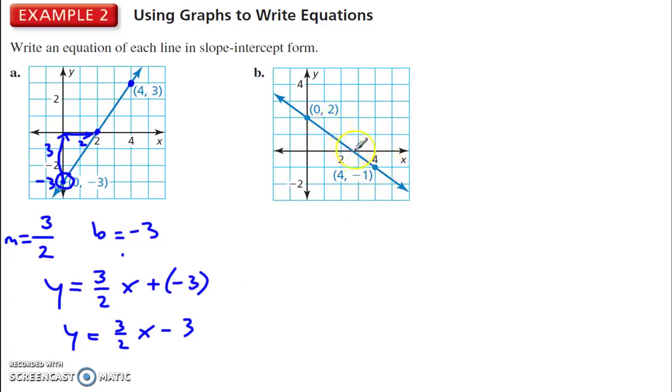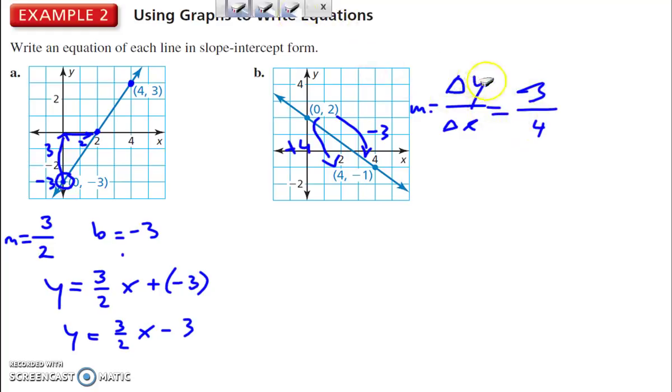All right, here we'll do it the other way. We will say the slope is change in y over change in x. All right, so the change in y from 2 to negative 1, I have to subtract 3. So the change in y is minus 3. To get from 0 to 4, I have to add 4. So the change in x is 4. So my slope is negative 3/4.